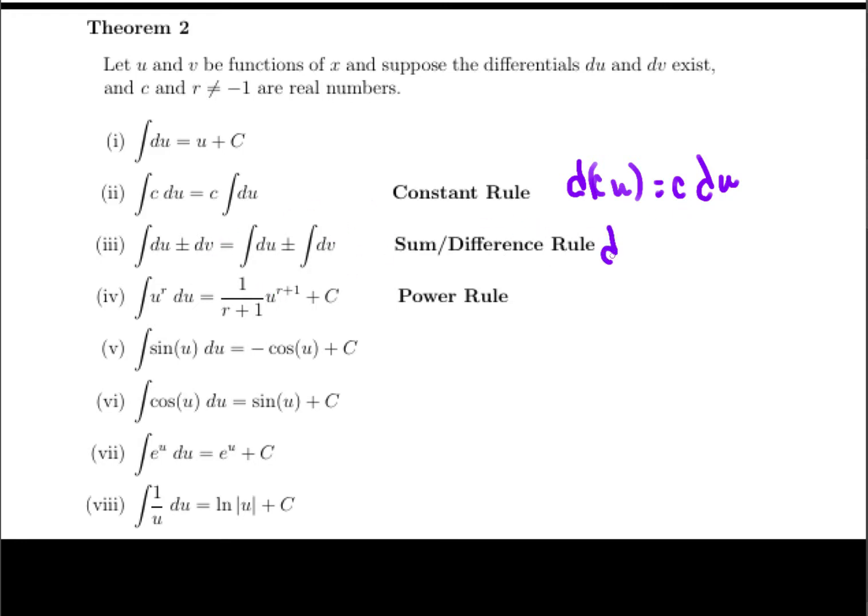Similarly, since the differential of u plus or minus v is the differential of u plus or minus the differential of v, it should make perfect sense that the same is true for antiderivatives. The power rule comes from our power rule of differentials, right? Because d(u to the r) is equal to r u to the r minus 1 du. For differentiating, we subtract and the exponent comes down as the coefficient. But now, if we're anti-differentiating, going backwards, then the exponent increases by 1, and then we've got to divide by that in order to have a coefficient of 1.